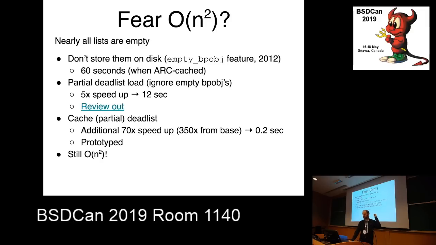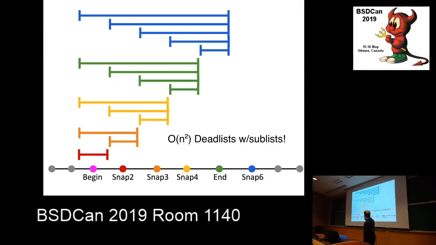And this is how it worked back in the day. But people didn't have a lot of snapshots then. But here's the key thing. Nearly all these lists are empty. When you're talking about thousands of snapshots, it's almost impossible to have all of them be actually in use and have all these sublists actually have a non-zero number of blocks in them. Because remember, we're breaking it down based on the birth time.